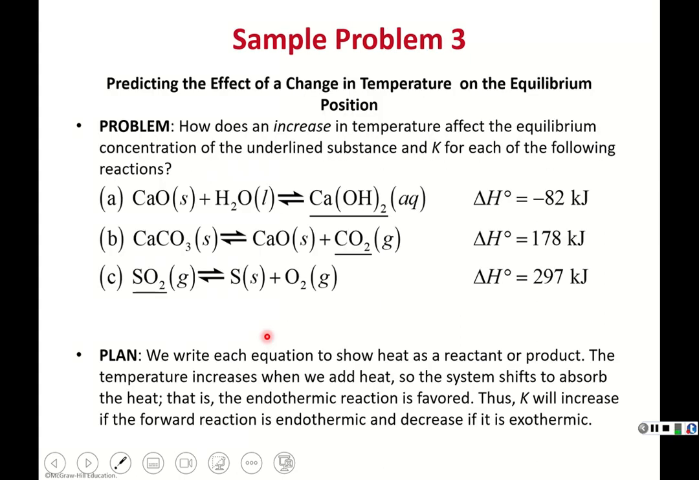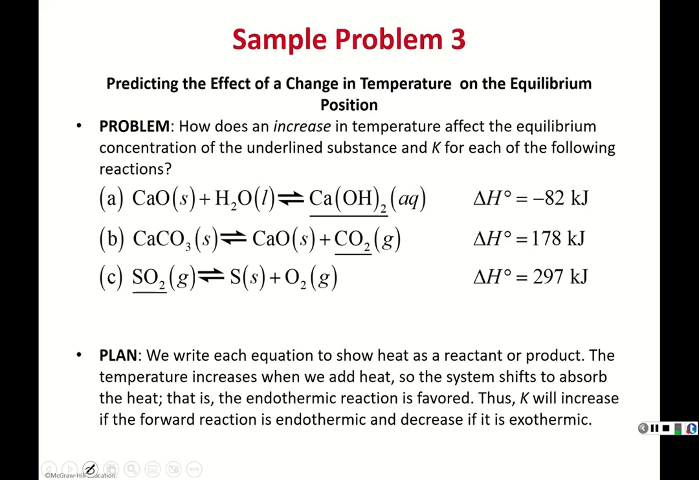So let's try a conceptual problem with this concept. How does an increase in temperature affect the equilibrium concentration of the underlying substance and K for each of the following? Our first reaction is calcium oxide plus H2O goes to calcium hydroxide. So how does our product, calcium hydroxide, concentration change with an increase in temperature?